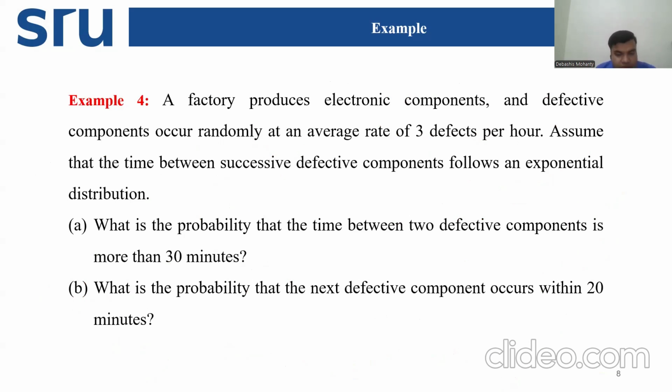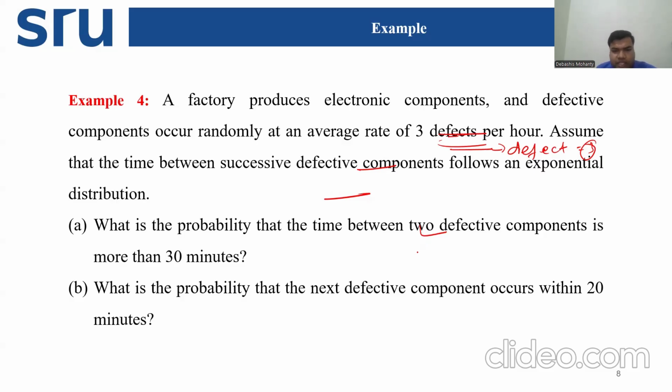A factory produces electronic components, and defective components occur randomly at an average rate of 3 defects per hour. Try to understand this one. Here it is 3 defects per hour. So per hour the defect is 3. Assume that the time between successive defective components follows an exponential distribution. So it follows an exponential distribution. It is mentioned in the question. So from the question, you can get the concept that we need to apply the exponential distribution here.